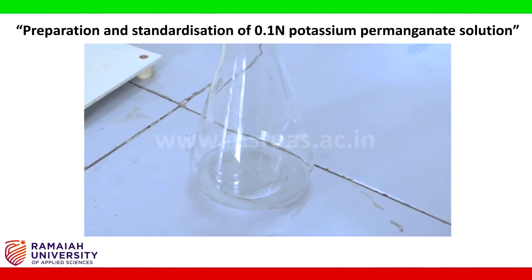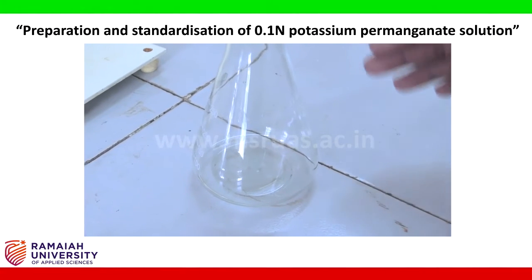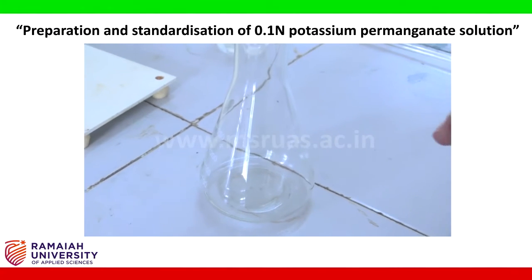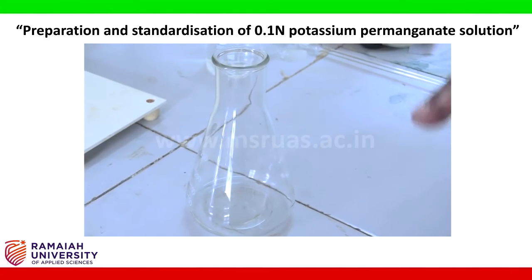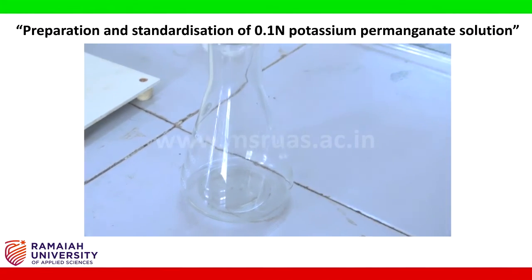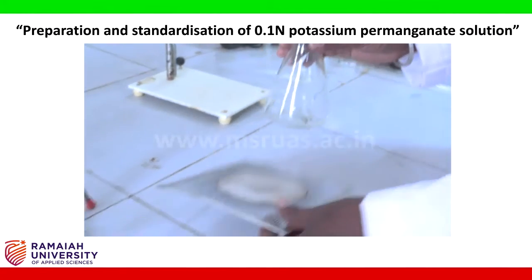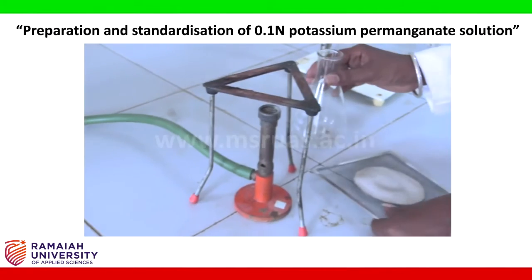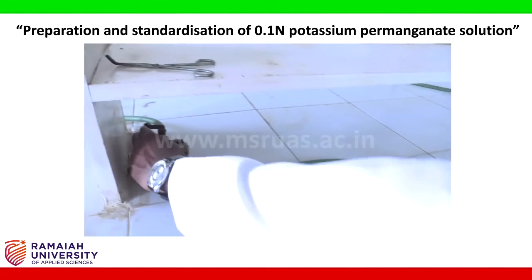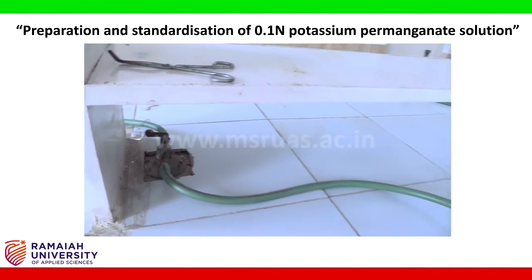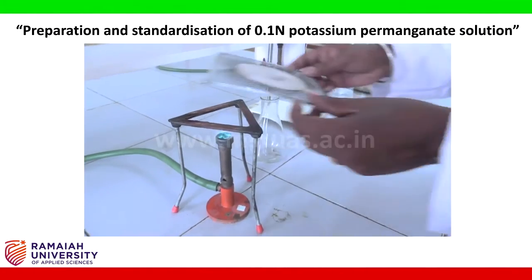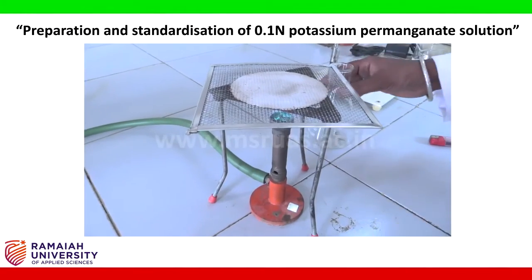Once after adding dilute sulfuric acid to the oxalic acid solution, we have to heat the solution to 60 to 70 degrees centigrade, as that is the optimum temperature for the solution to react with the potassium permanganate. Then switch on the Bunsen burner. Using the wire gauze, heat.